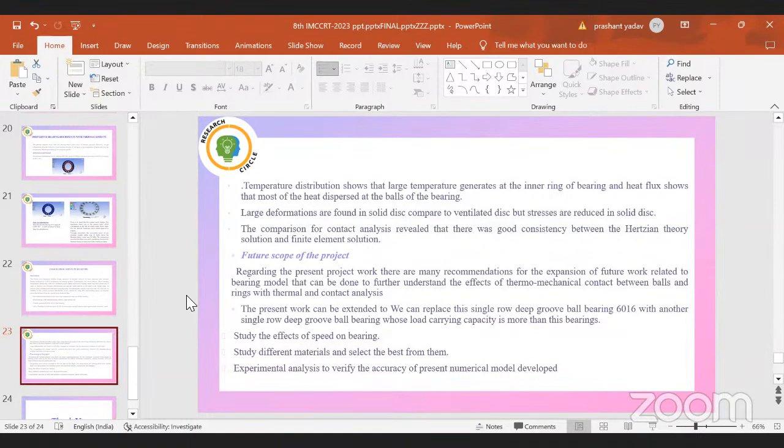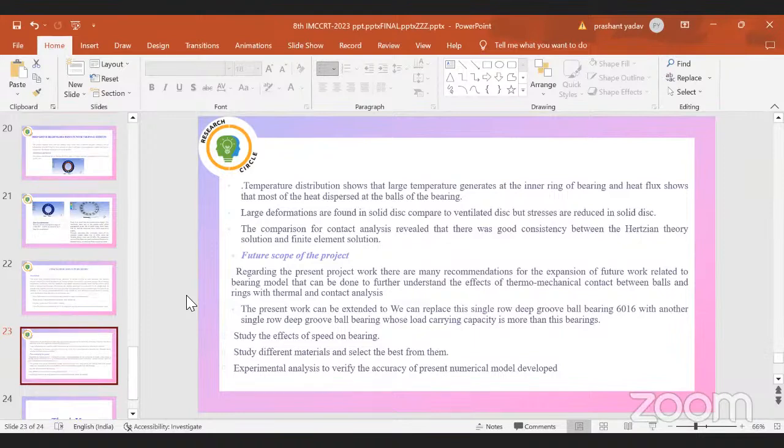Large deformation is found in the solid disk compared to the ventilated disk, but stress is reduced in the solid disk. The comparison for contact analysis revealed that there was good consistency between the Hertzian theory solution and the finite element solution.